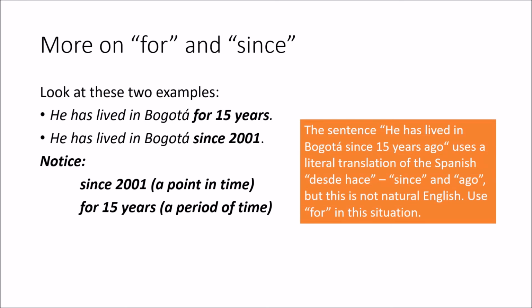Some Spanish-speaking learners of English create sentences like, he has lived in Bogota since 15 years ago, but this is just a literal translation of the Spanish desde and hace, and this is not natural English. Use for in this situation: for 15 years.